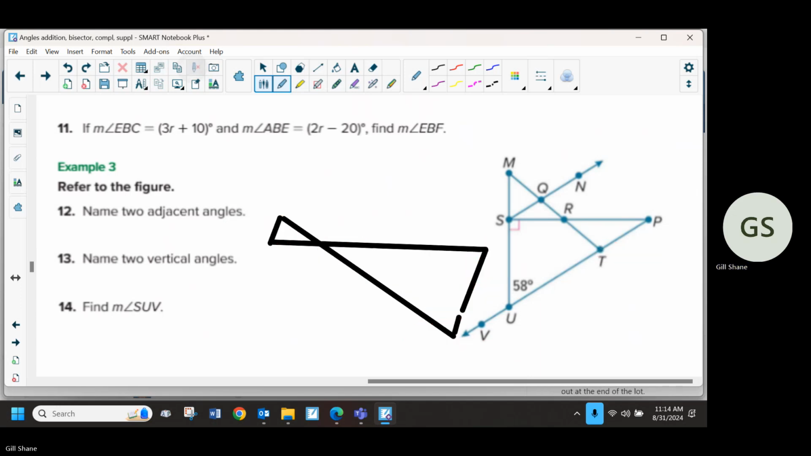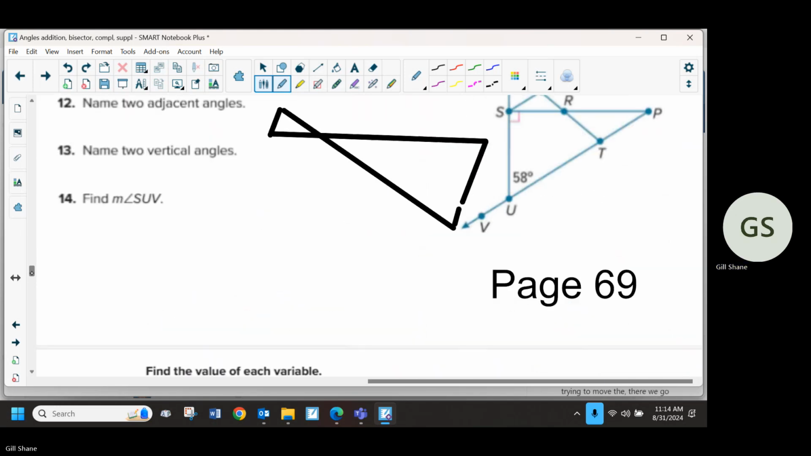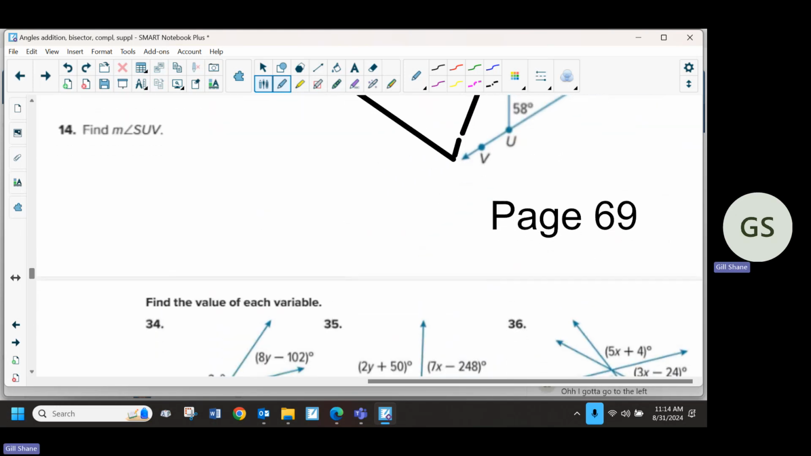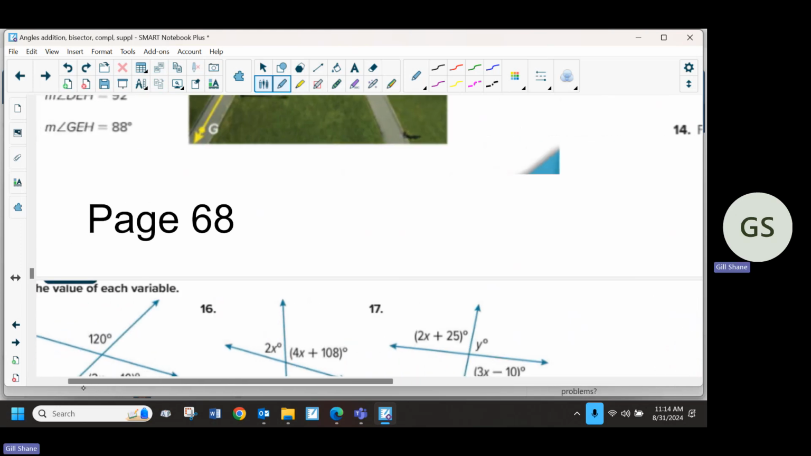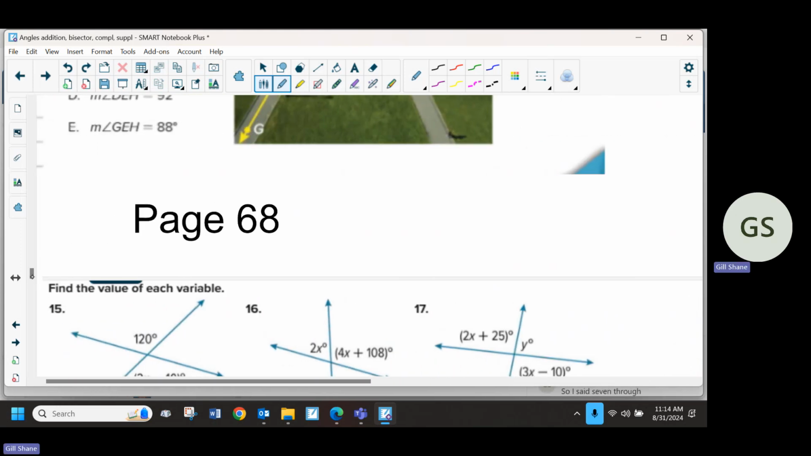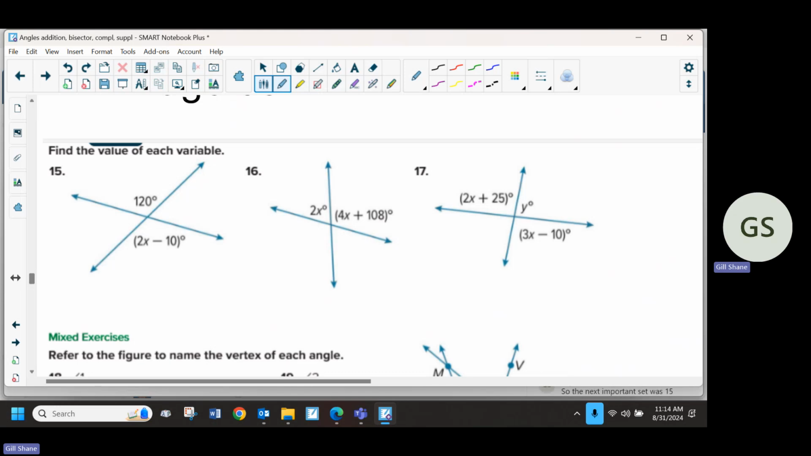All right, so you're going to see some problems anyway. I'm just going forward, trying to move. There we go. Oh, I have to go to the left. I'm like, where are all the problems? All right, here we go. I said 7 through 11, and I said 15. So the next important set was 15 through 17 for problems.